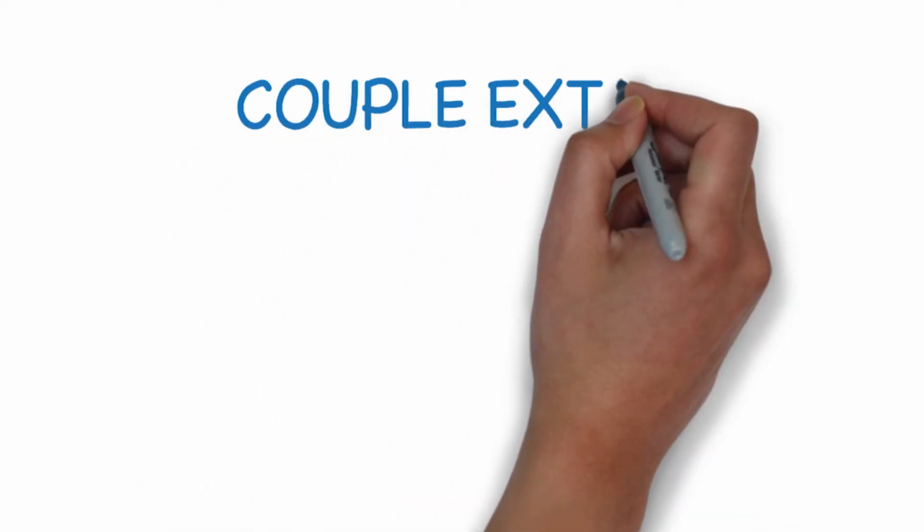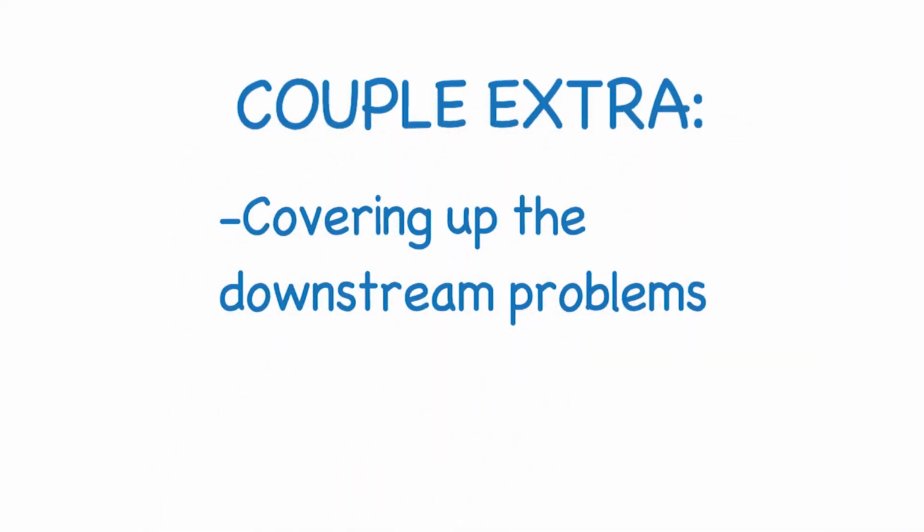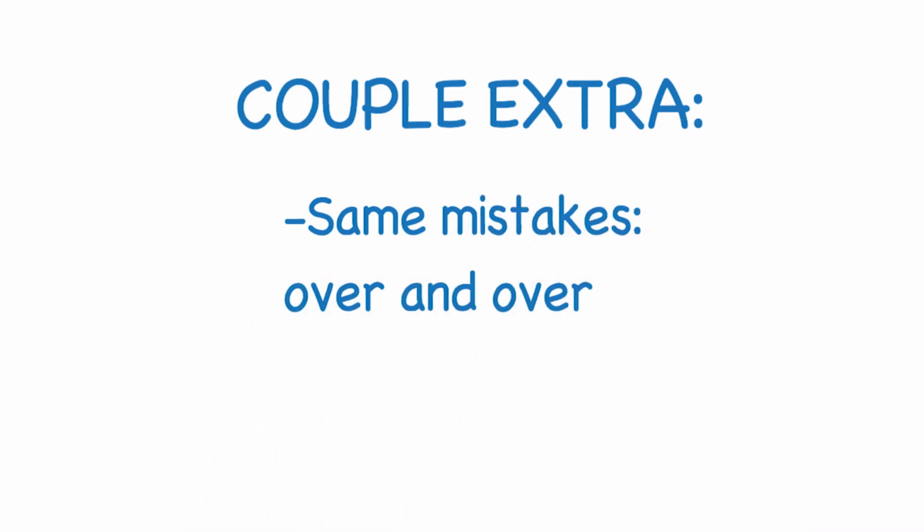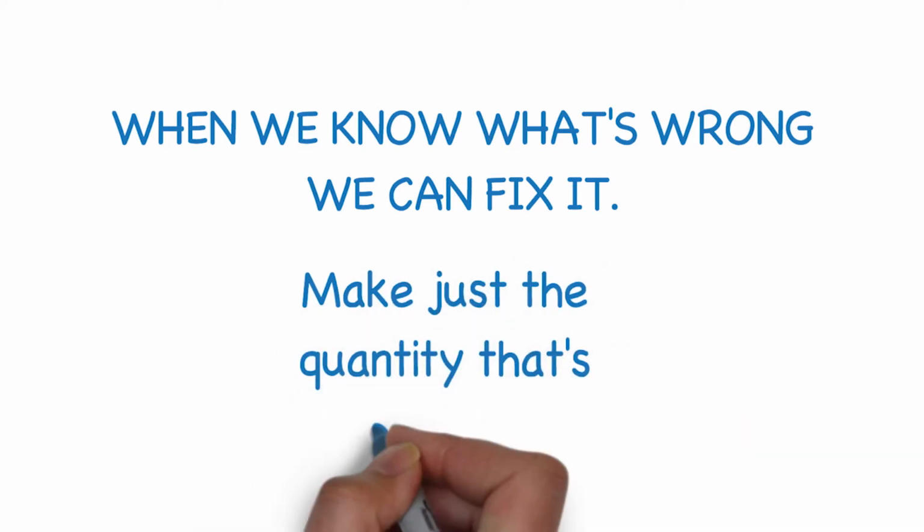So when you make extra, then we're covering up the downstream problems. We end up making the same mistakes over and over without ever identifying what's wrong. When we know what's wrong, we can fix it. I get it. Make just the quantity that's ordered.